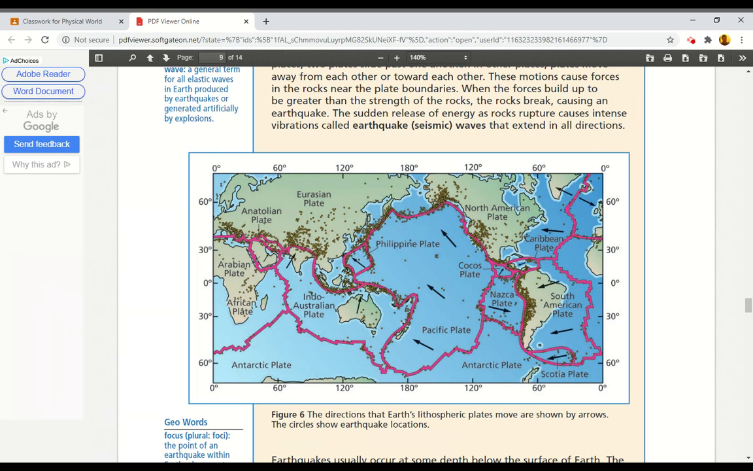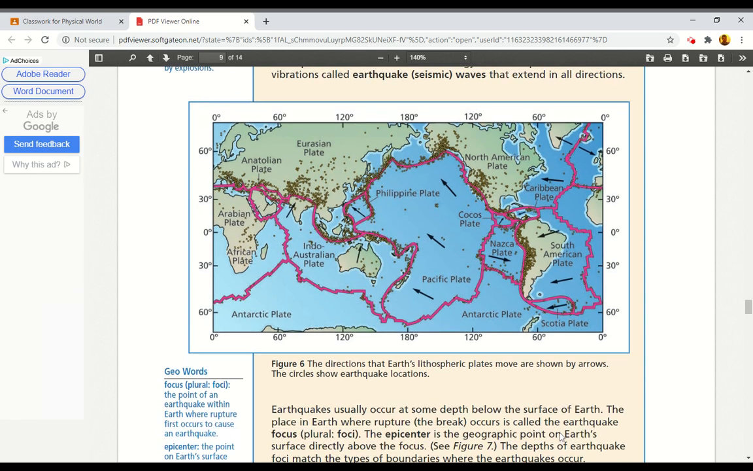Okay, and here we go. Figure 6. The direction that Earth's lithospheric plates move are shown by arrows. The circles show earthquake locations. All right.